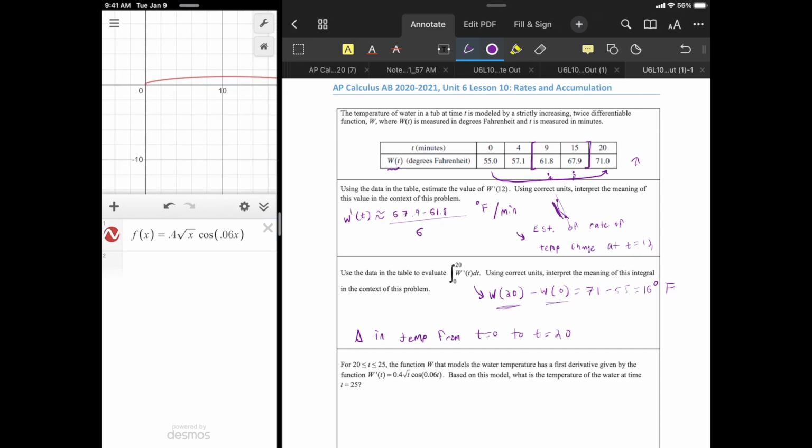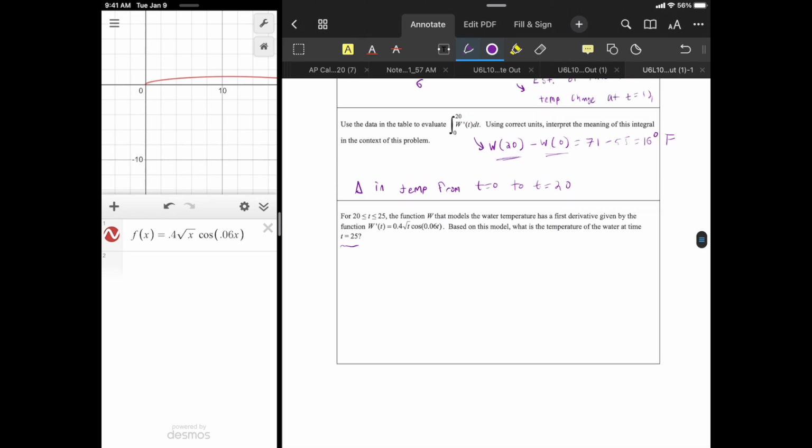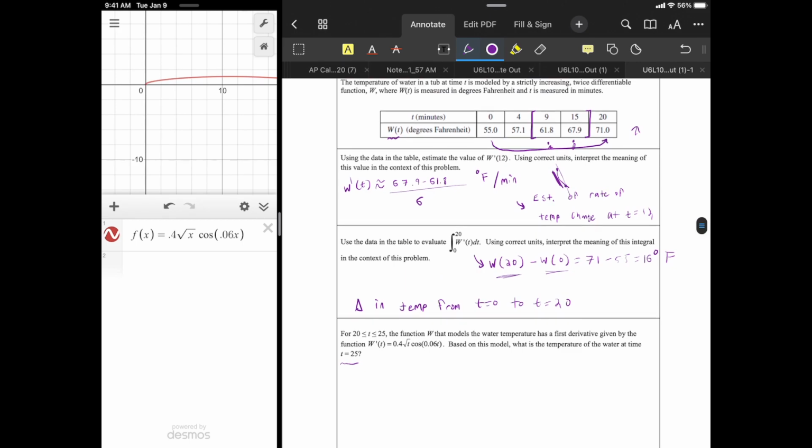All right. Now let's see. Based on this model, what is the temperature of the water at time t equals 25? Oh, okay. Well, I only have up to time 20. And so here is a common structure here. Initial amount plus the integral from b to c of whatever your rate function is will give you the amount at c, right? And assuming initial is the amount at time b.